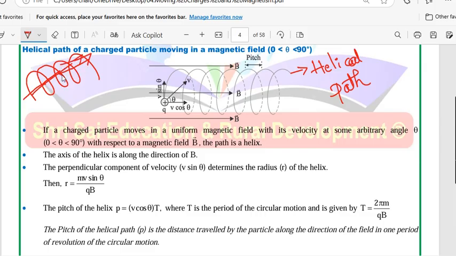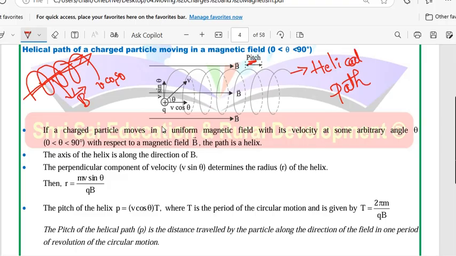Okay, so this is the magnetic field B bar. Now the velocity is perpendicular to that particular magnetic field. Is it or not? So in the horizontal direction it is v cos theta, and in the vertical direction it is v sin theta. Okay, so the distance between two helices is nothing but the pitch.